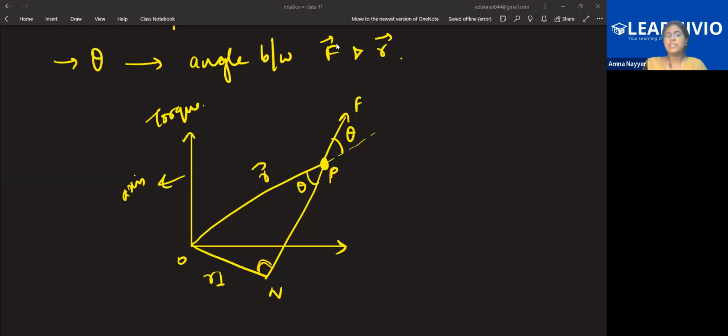The torque is basically force into radius. Force which is acting around the main axis, and into radius, which is the separation at which it is acting. So force into radius is called the torque. Now tell me, is it clear, or should I explain it again in another way?